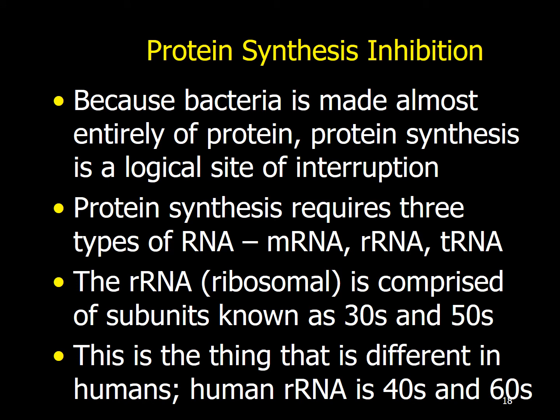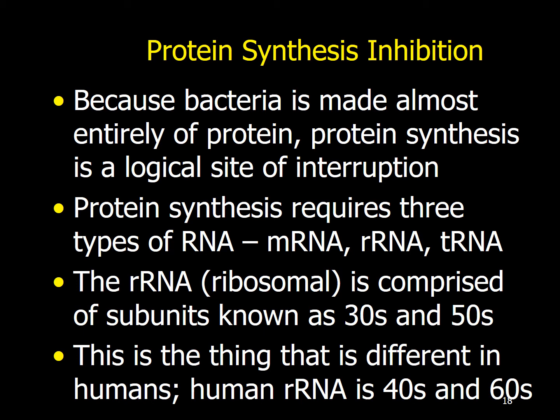All right, I said there were 3 ways to target drugs or to target bugs. And the next one are the protein synthesis inhibitors. So like I mentioned, bacteria is made almost entirely of protein. So interrupting protein synthesis is a good way to make your bacteria not be able to sustain themselves. Protein synthesis as a process requires 3 types of RNA: messenger RNA, ribosomal RNA, and transfer RNA. These 3 types of RNA conspire to make a new protein.